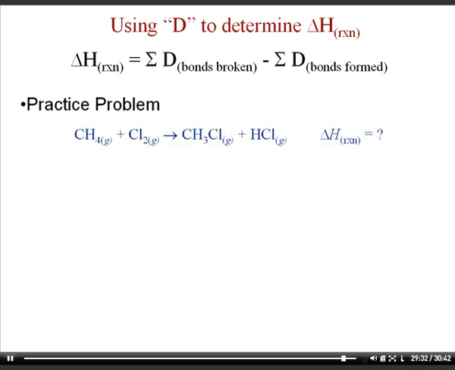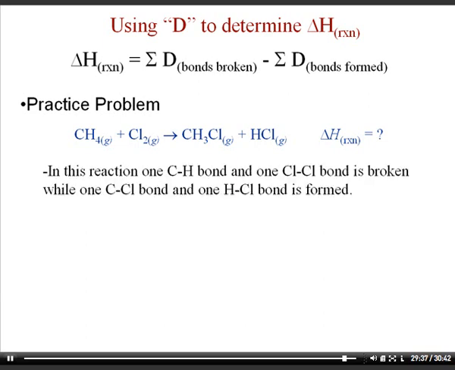Here's the example. We have methane plus chlorine gas turns into CH3Cl plus HCl. So what have we done? We broke one of the carbon-hydrogen bonds, and we broke apart the chlorine-chlorine bond, and we formed a carbon-chlorine bond, and we formed a hydrogen-chlorine bond. So we're going to take the bonds that are broken, those numbers, and subtract the bonds that are formed.